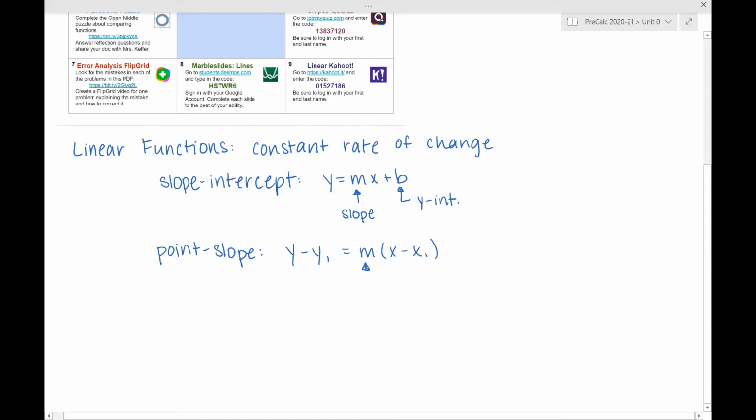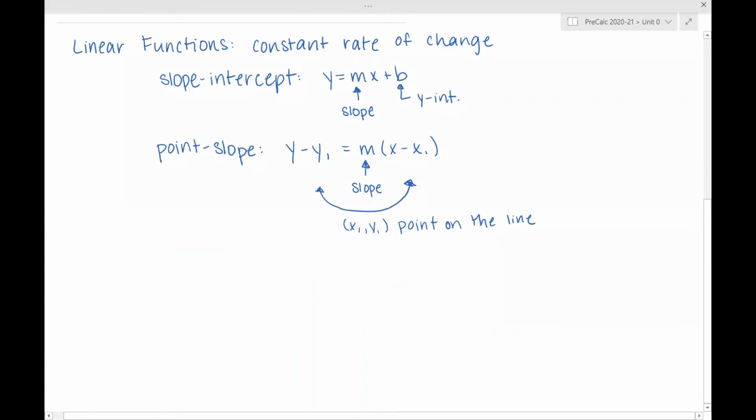Remember again, that m is still your slope. And the y1 and the x1 are just a point on the line, (x1, y1). If you don't know the slope of a line, you can always figure it out with 2 points. So your slope formula is m = (y2 - y1) over (x2 - x1). So the difference in y's from 2 points over the difference in x's from 2 points.